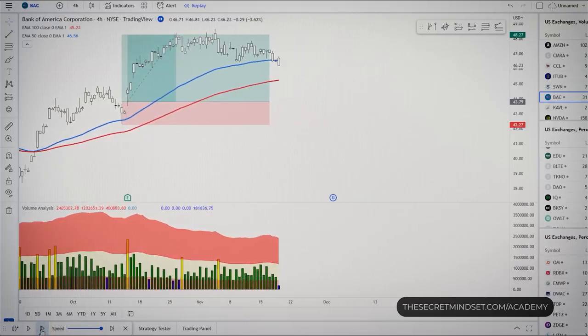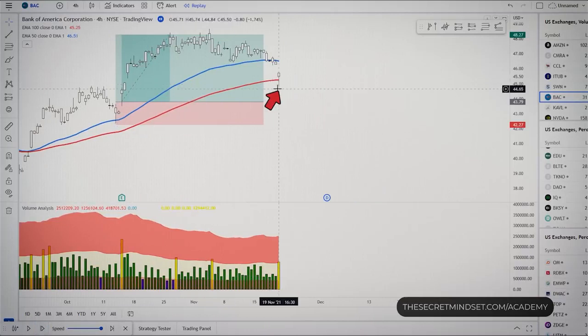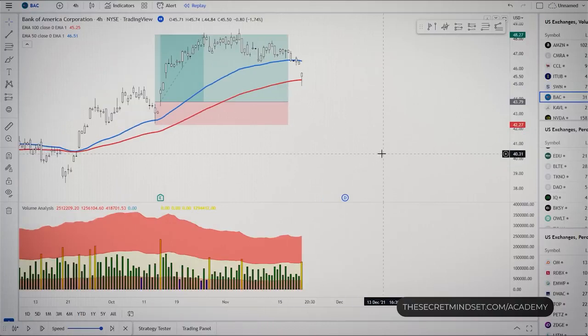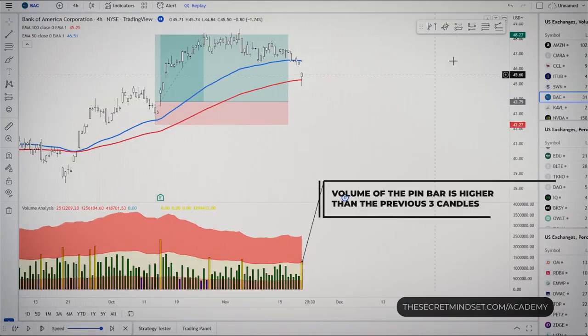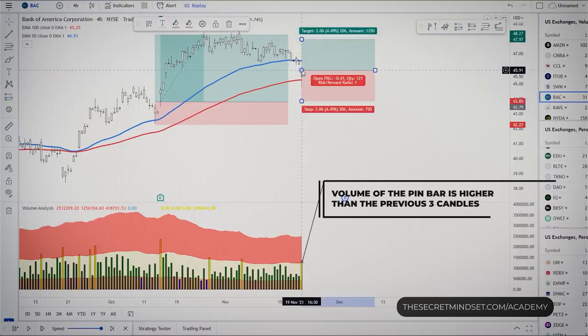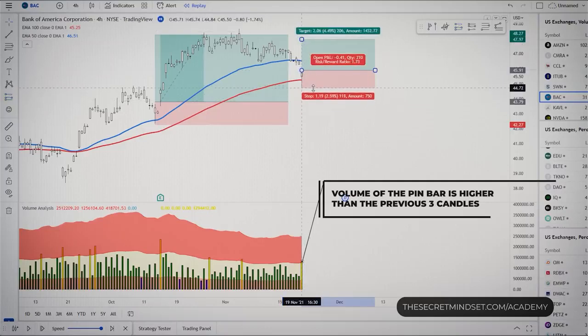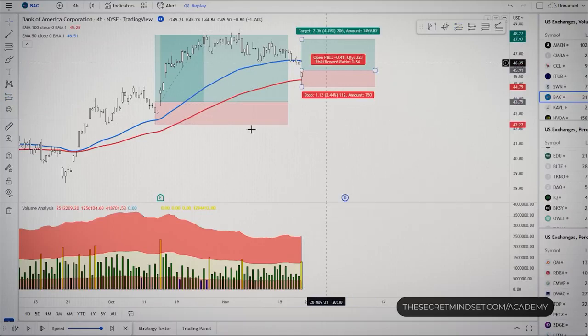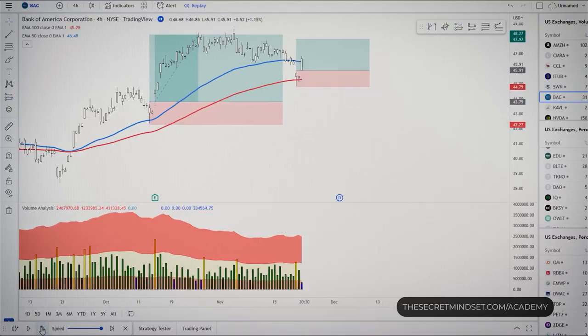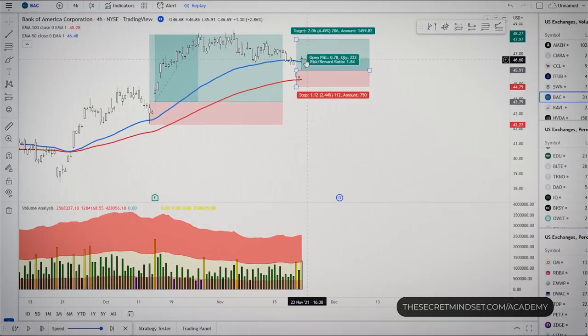Let's continue. I see a somewhat deeper pullback to the 100 EMA and a pin bar forming right on top of it. The real body is relatively small and the tail of the candle is much longer. Volume is definitely higher than the previous bars, so there's active participation and interest in that particular area. So we'll enter long at the high of the pin bar. We have a gap up, so the entry price would be somewhat higher.